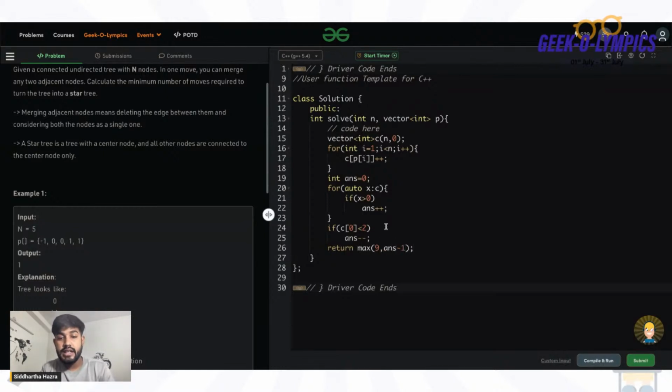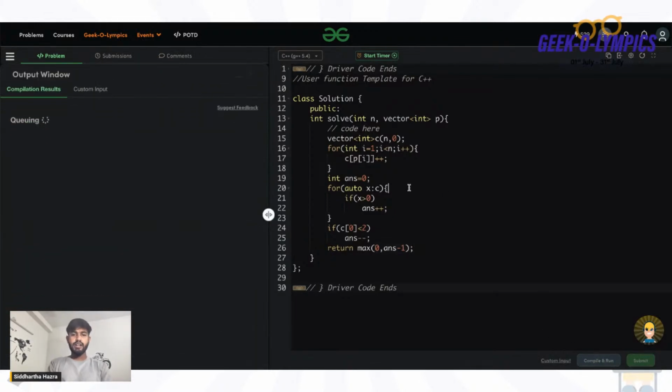Why are we doing this? Because let's say we got the answer as 0. So 0 minus 1 is equal to -1. But -1 can never be the answer. 0 would be the answer. That is why maximum of 0 and answer minus 1. Now let us just compile and see how many errors we are making, and then I would run the sample.